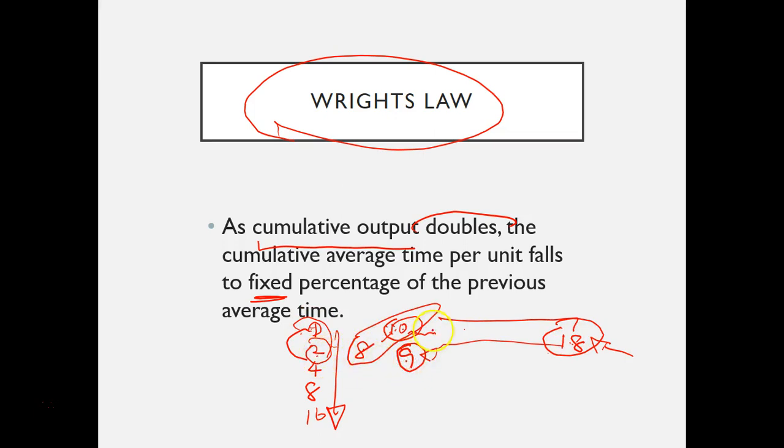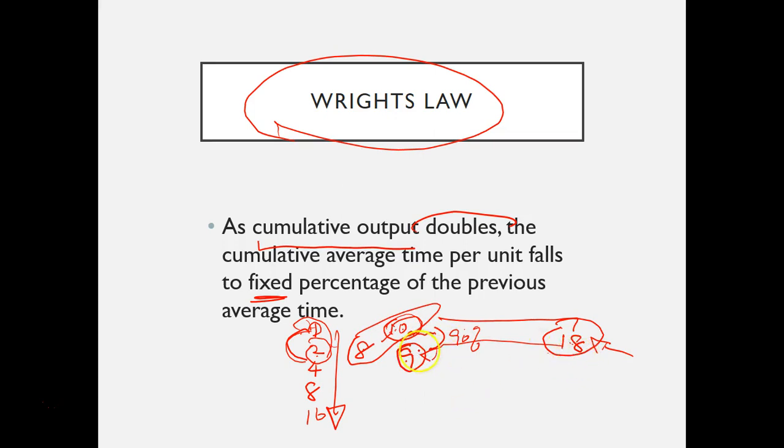Right? It says this falls by a fixed percentage. In this case, it falls by 90%. So 90% of 10 becomes 9. So Wright is saying there is a clear relationship between output doubling and average time falling, and it falls by a fixed percentage. This is the key to this.